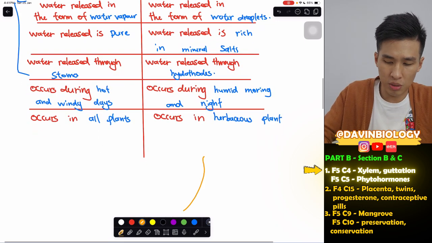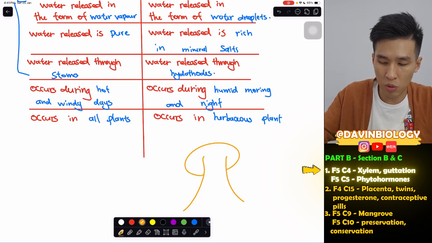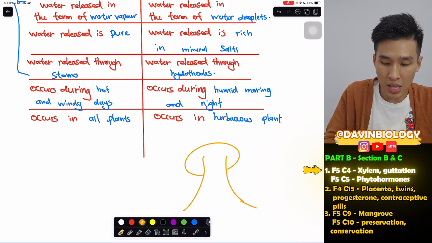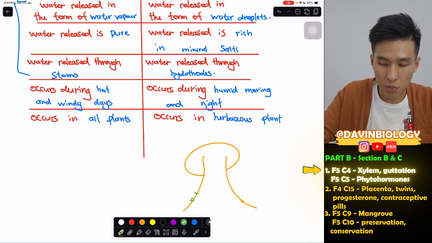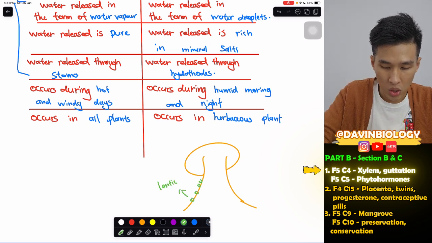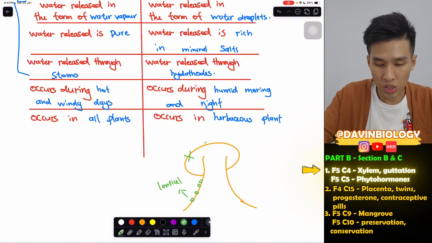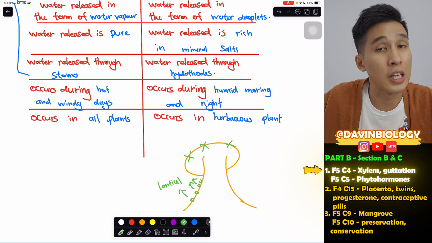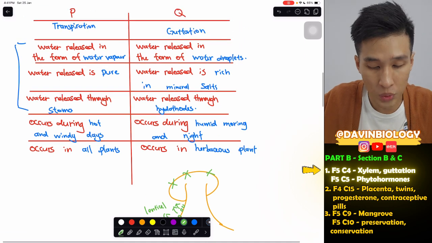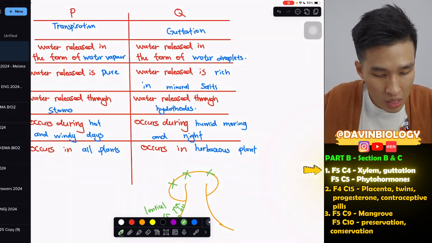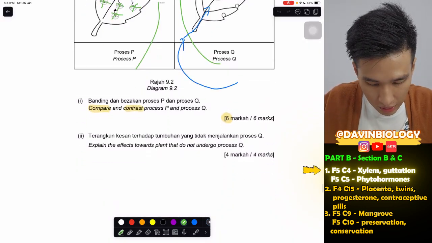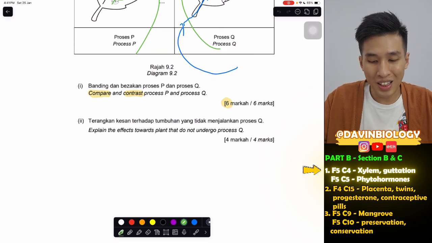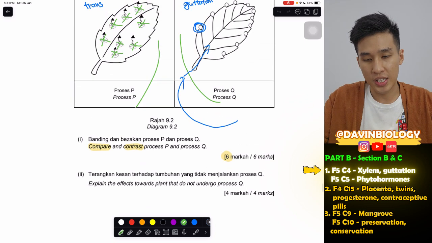Then some of you will ask, what about woody plants? You know those big trees, durian tree, mango tree, for example. Usually woody stems, right? Their stem has pores called lenticels. So during the night, if stomata close, water evaporates through the lenticels. That's why in bigger trees, they don't really have guttation. So these are the things we can compare. Okay. Moving on. Explain the effect towards plants that do not undergo process Q.